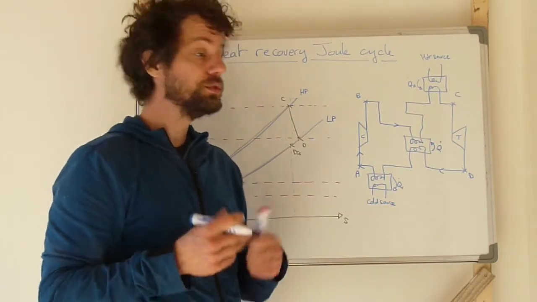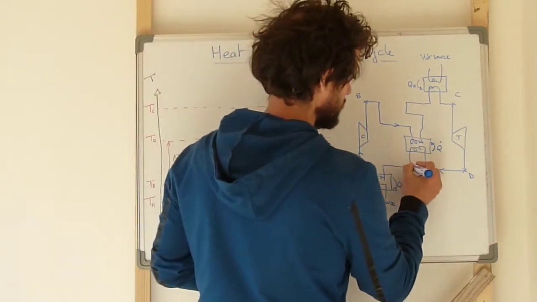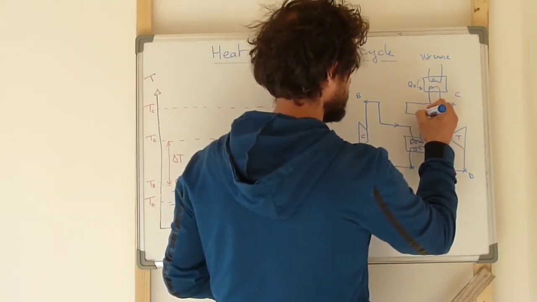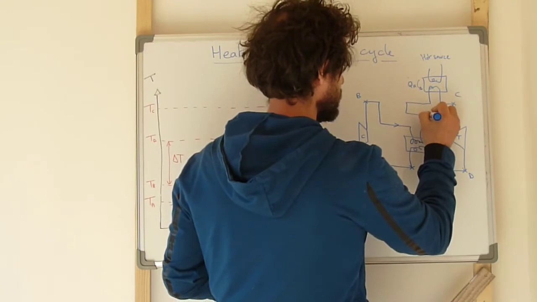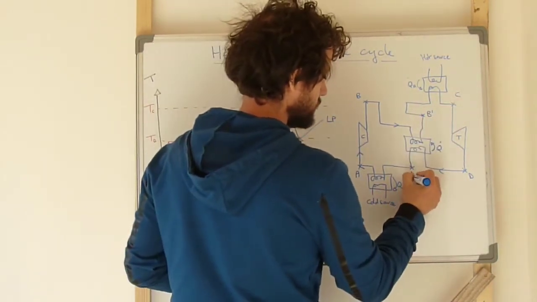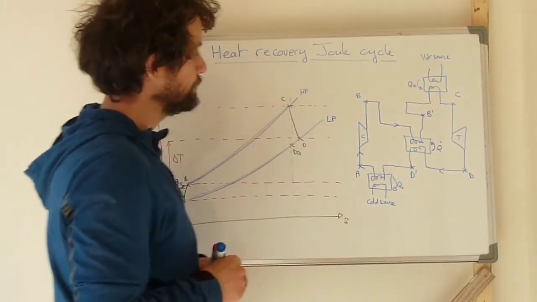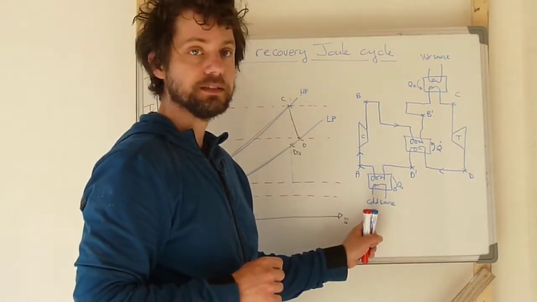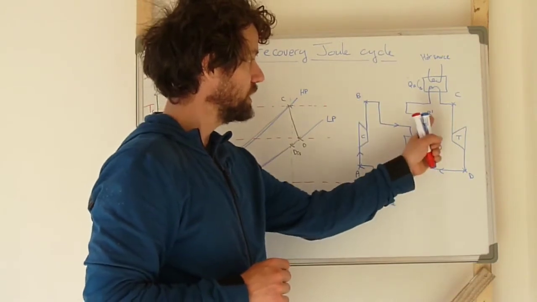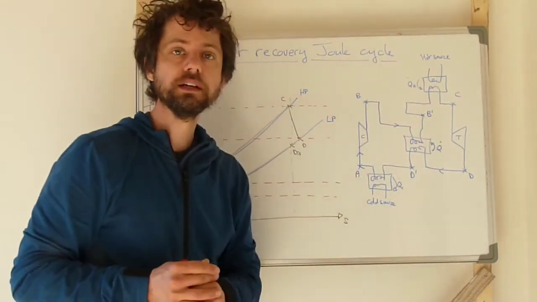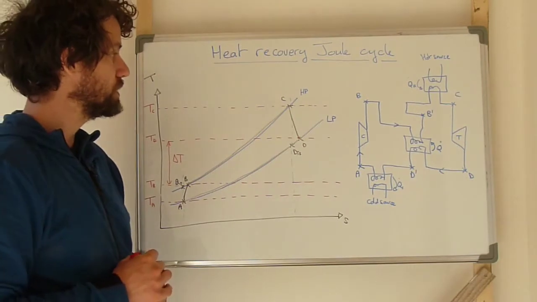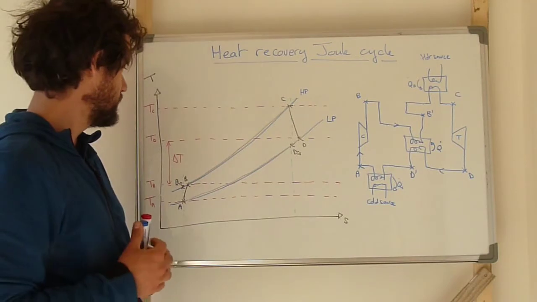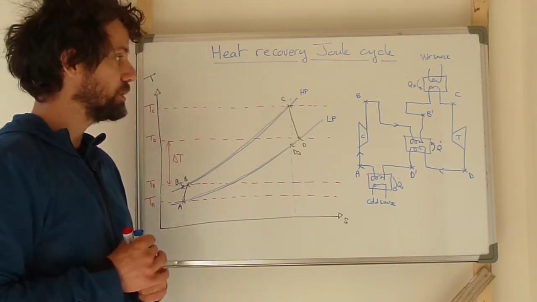So we now have two new points, the outlet of the heat exchanger for this flow and the outlet of the heat exchanger for this flow. We can call this B prime and this other one D prime. So this fluid has been cooled down before the exchange with the cold source, and this fluid has been heated up before the inlet of the heat exchanger with the hot source. Where do we place these two new points on the TS diagram?